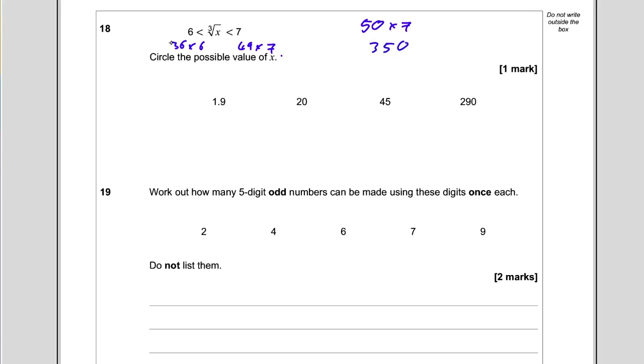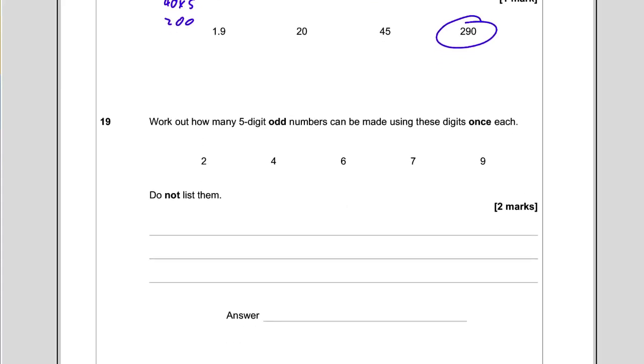So we're looking for a number, and then this is going to be, let's say, roughly the same as 40 times 5, which would be 200. So we're looking for a number between 200 and 350. So that's going to be my value, just using a bit of estimation.